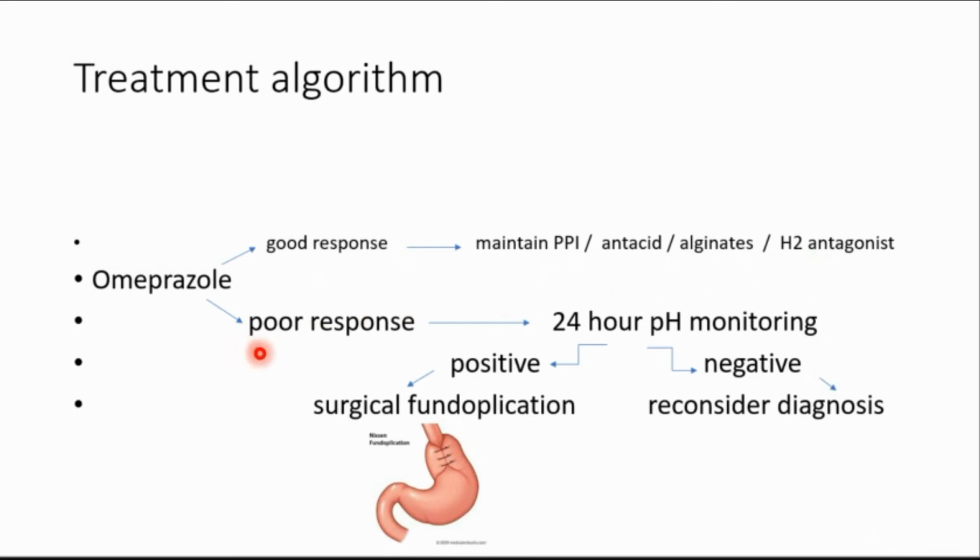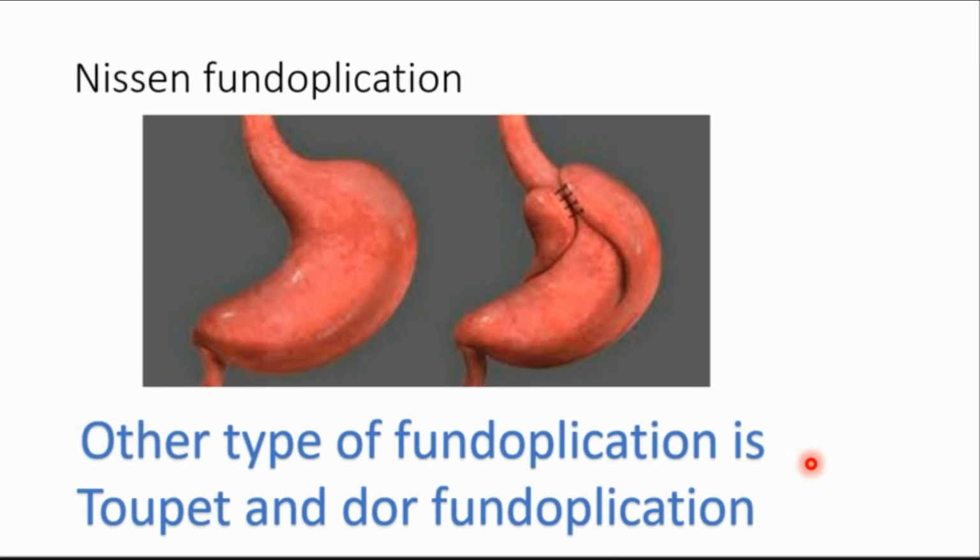If he is showing a poor response, then we will have to go for 24-hour pH monitoring, which I have already shown you. If it is positive, then we will have to do fundoplication. In this, we wrap the fundus around the lower esophagogastric junction, and if it is negative, we have to reconsider the diagnosis. Maybe our diagnosis is incorrect, so we will have to give other things like SSRIs or TCA antidepressants.